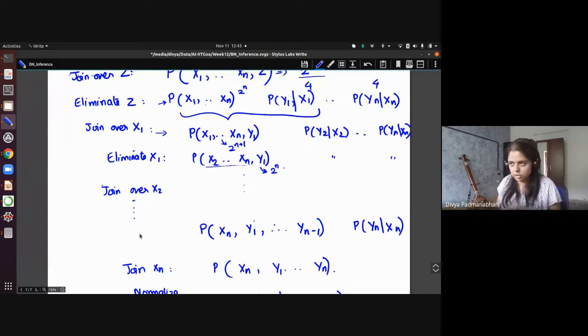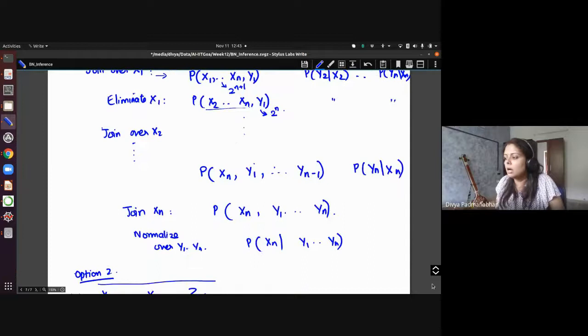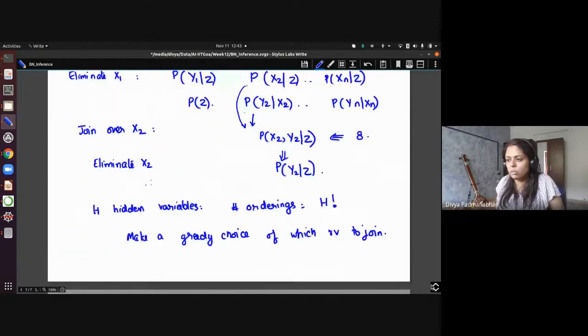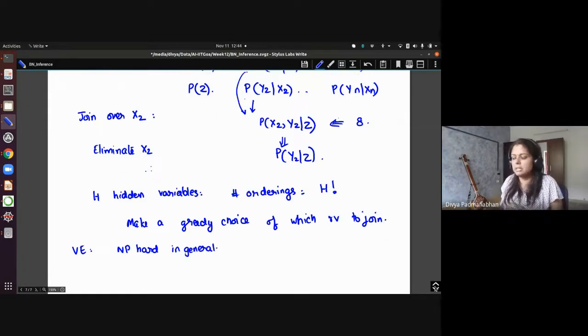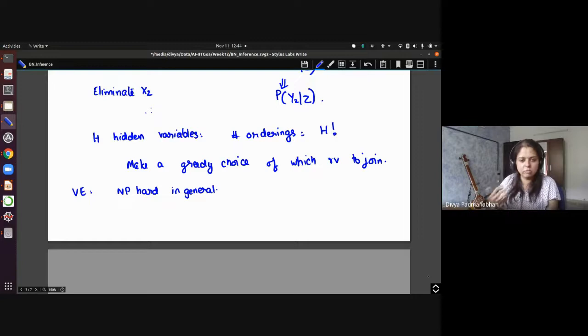You can find some efficient orderings. One example where variable elimination is efficient is what are called polytrees. It's NP hard in general. When I say that variable elimination is hard, what I mean is that the underlying inference problem is NP hard in general.